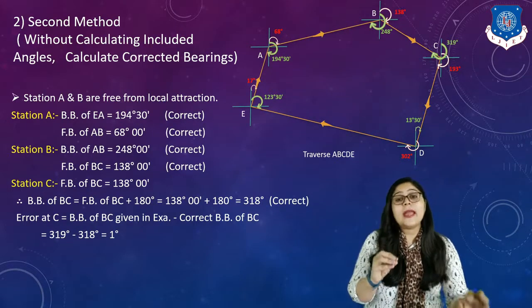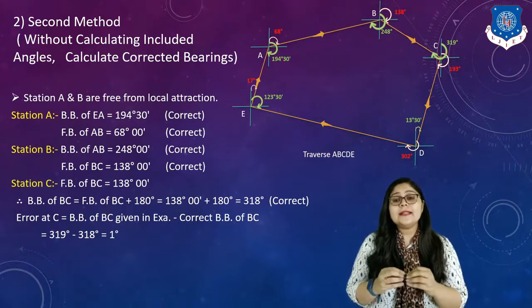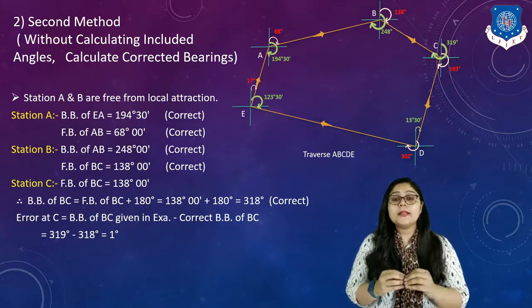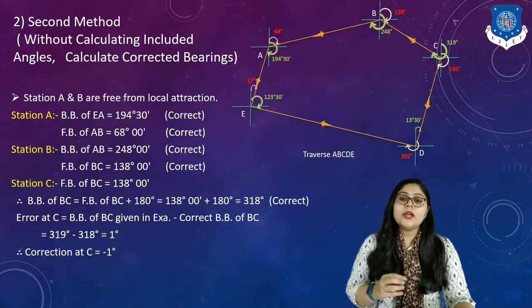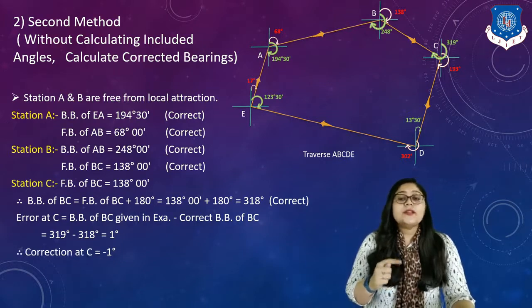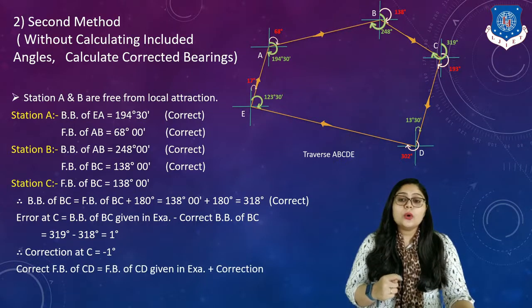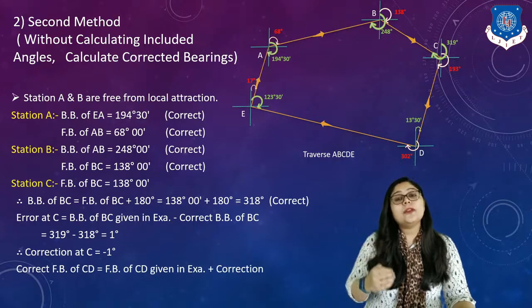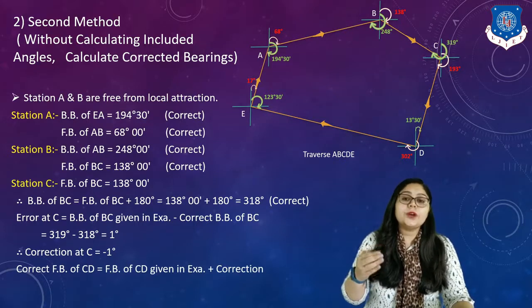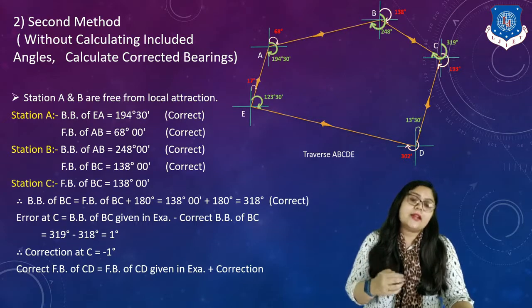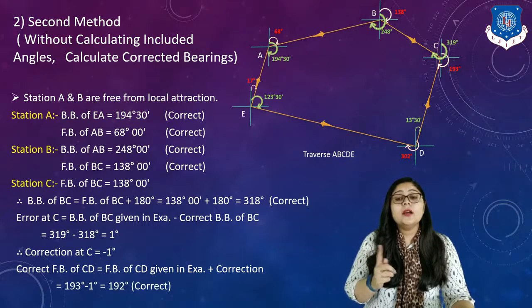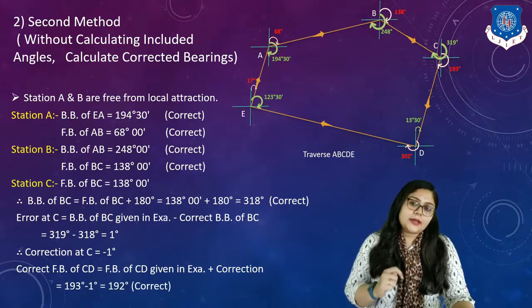Now whatever error I get, I simply add or subtract it to the next line, right? So here the error is 1 degree, so the correction is minus 1 degree. So the corrected fore bearing of line CD is equal to the fore bearing of CD given in the example plus the correction. It means it is 192 degree. That is the correct answer, right?